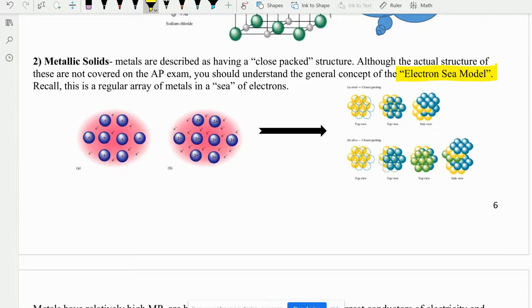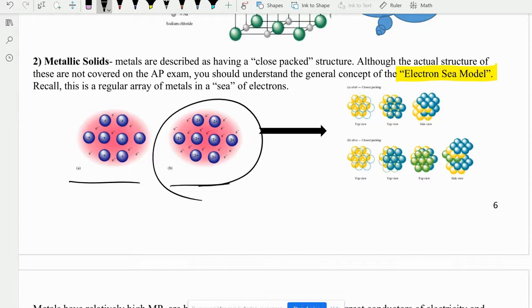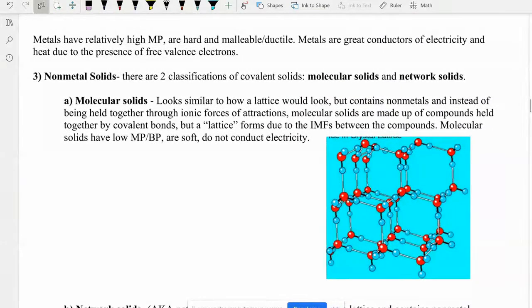And I did put an image for you down below, image A and B. And you can see here the kind of equal distribution of charge occurring inside these pure metals. Metals are going to have really high melting points, and they're going to be very hard and malleable and ductile. If you don't know what malleable means, it means bendable. Ductile means it has the ability to be formed into a wire.